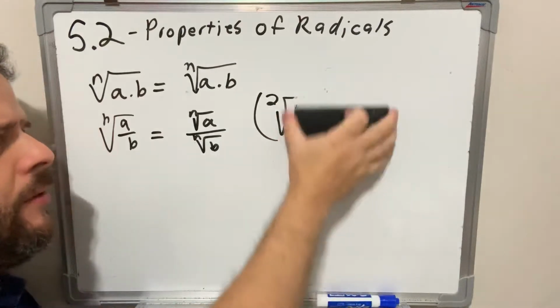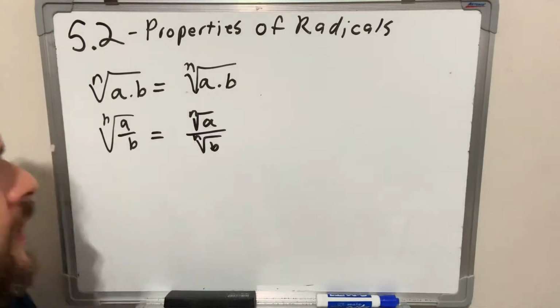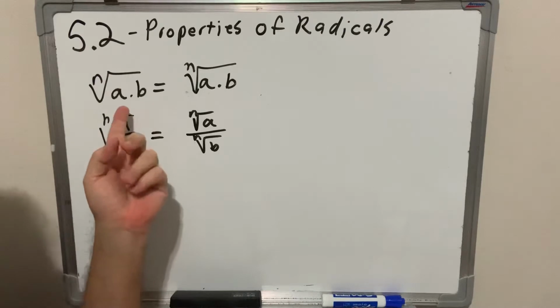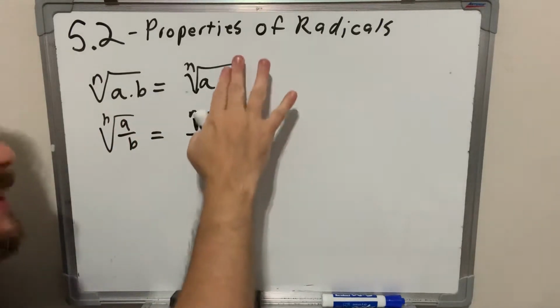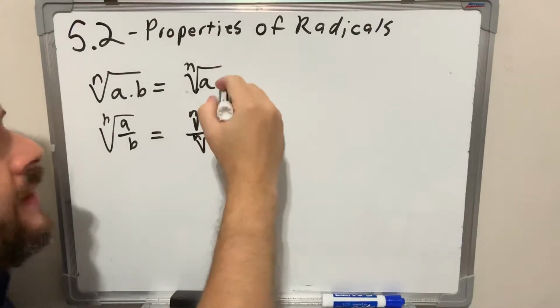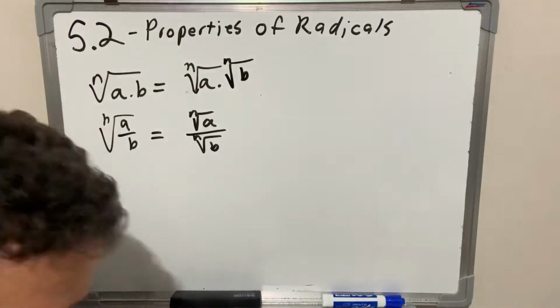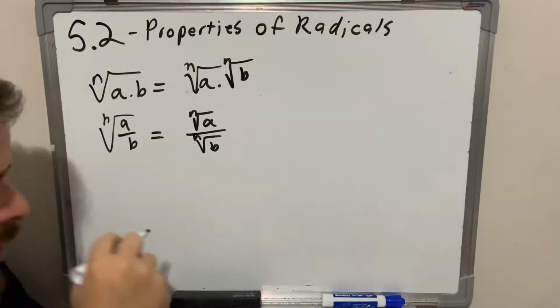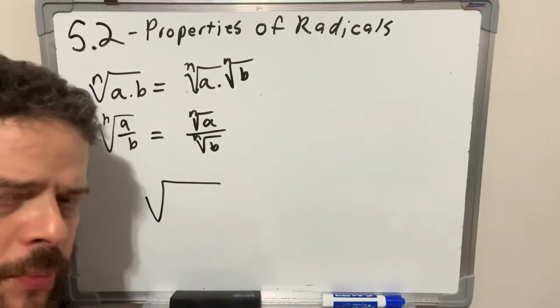Now, the basic two properties of radicals, the first one is the product property. It says that the nth root of the product of two numbers is the same thing as the nth root of the first times the nth root of the second.